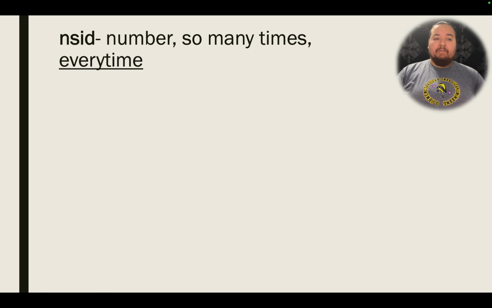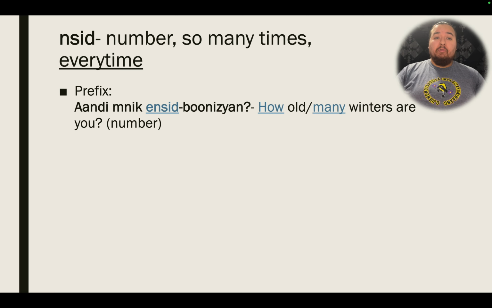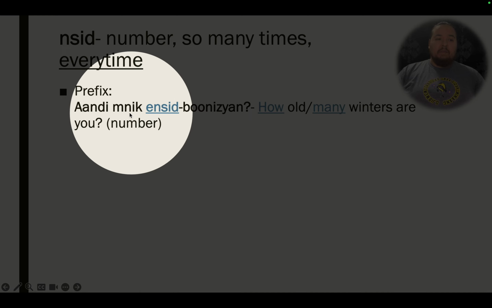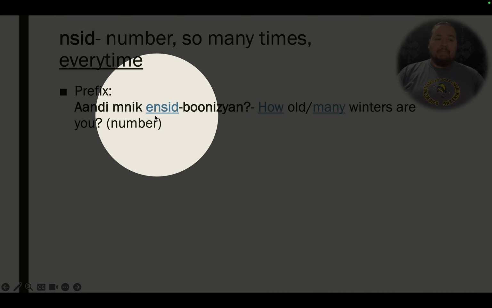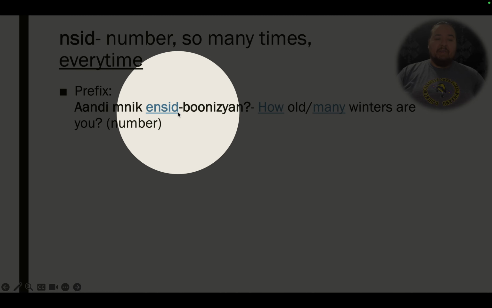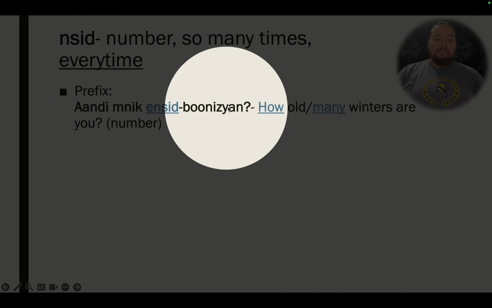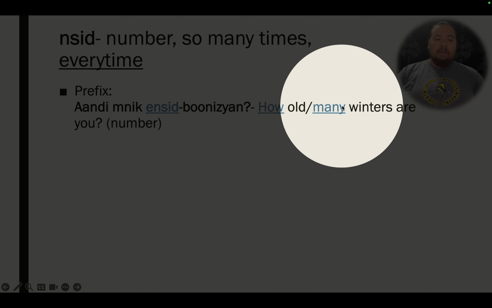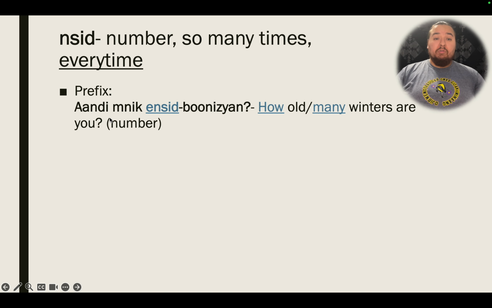Next, we have nsid for number, so many times or every time. So in a prefix, we have ondem nik nsid bon is yan. And so that means how many winters are you? It's referring to age. So onde is our general question word. Nik refers to amount. And then nsid, the specific number. Bon, winter. And then yan is you. So ondem nik nsid bon is yan. How old or how many winters are you? And so we're looking for a specific number, which is why we use nsid, one number.